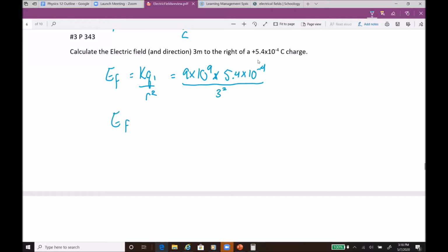So the electric field would be 5.4 times 10 to the 5. And we know what it is. It's newtons per coulomb. Now to the right of, so if this is my charge and we're talking about the right side, then the direction would be away. Okay, or we can say to the right. So you would experience the electric field heading this way. That would be the direction. Okay.